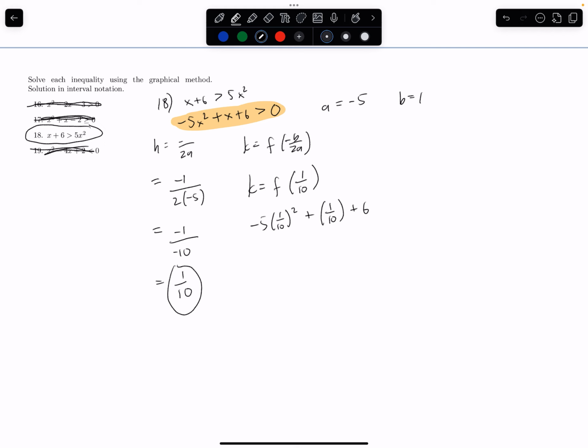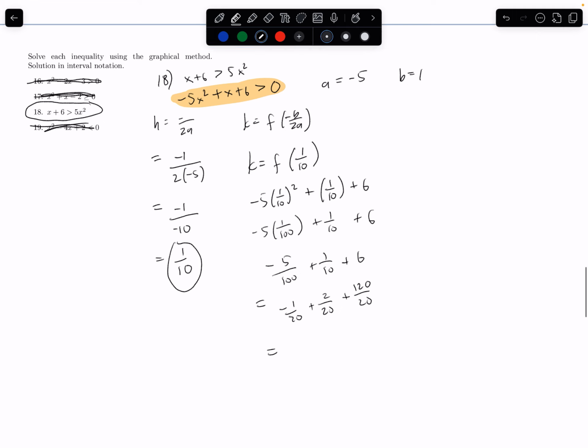Okay, so that's going to give me -5 times 1 over 10 squared, which is 1 over 100, plus 1/10 plus 6. So that's -5 over 100 plus 1/10 plus 6. And then, this is a case where you can just plug into your calculator if you want, but this is -1 over 20. And let's change everything to 20ths then. That's 2 over 20. Sorry. And then plus something over 20, that would be 120 over 20. Yeah, multiply top and bottom by 20.